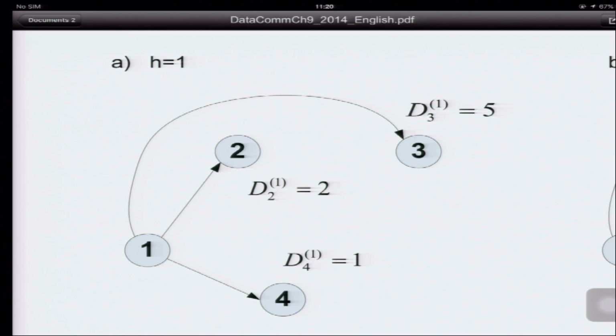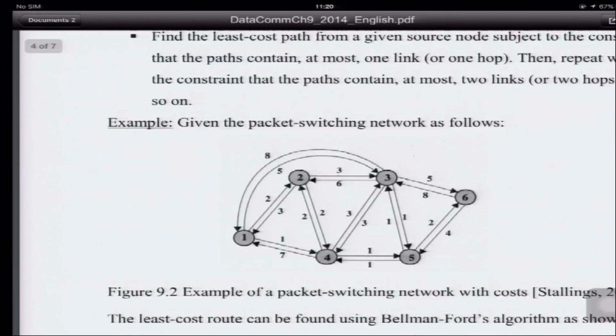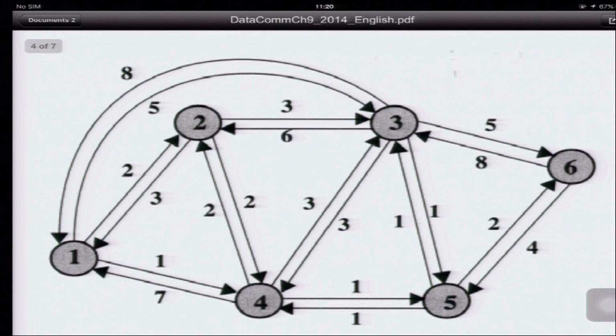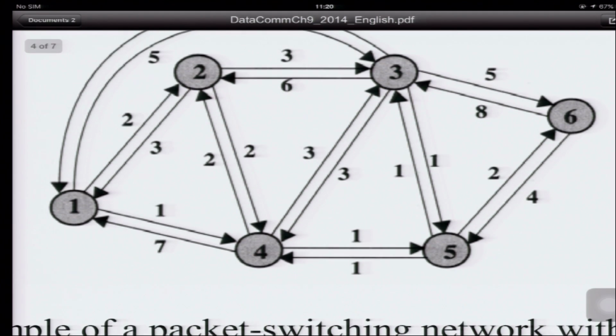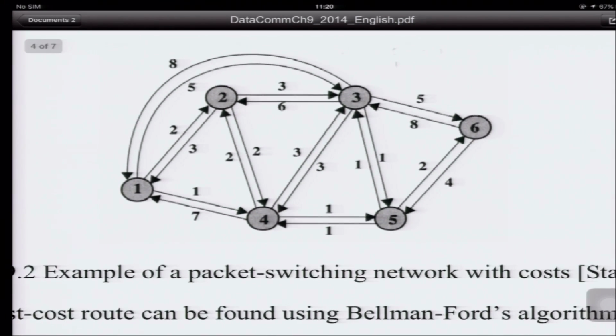No more than 2 hops to go from 1. In this case, you can go to, with 2 hops, okay? 1 can go to 2 with only 1 hop. 1 can go to 3, 1 can go to 4. Now 1 can also go to 5, right? Because it can go 1, 4, 5. And 1 can go to 6 by using 1, 3, 6. And then you can find the route.